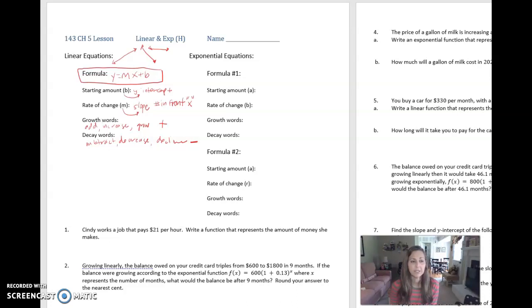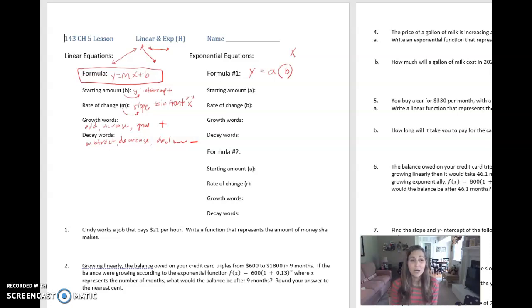This is the side for linear equations. Let's jump over here to exponential equations because you're probably not as familiar with exponential equations. This is something you've probably had limited experience with. But there are two formulas for exponential equations. The first is y equals a times, and then I'm going to put this b in parentheses, close your parentheses, and raise it to the power of x. That's why these are called exponential equations, because x is a power.